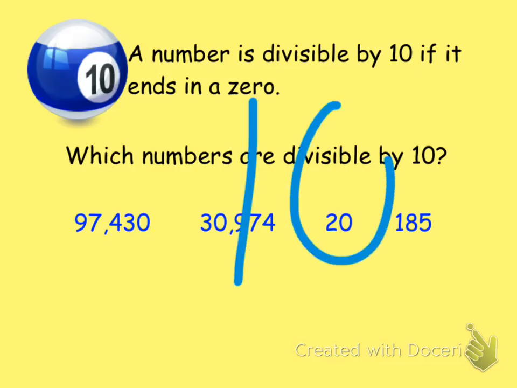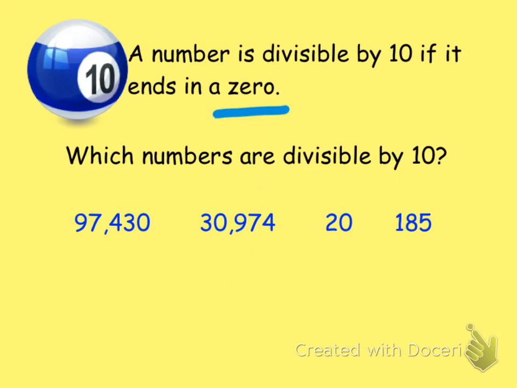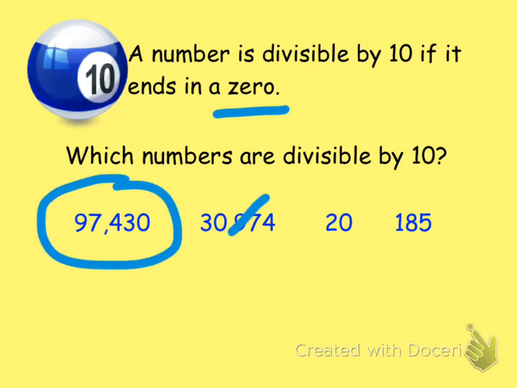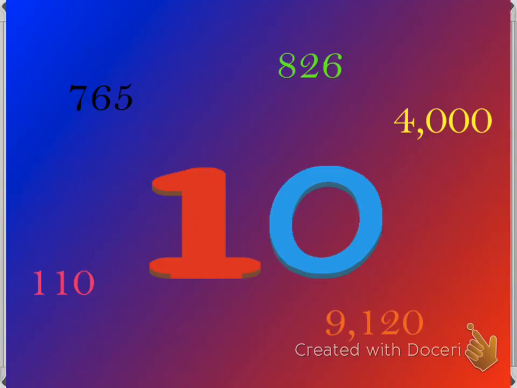And the last one, probably the easiest one, 10. Biggest thing, it has to end in a 0. So this one is easy. Yes, it works. No. Yes and no. So last turn for you. Pause it. Write down which ones are divisible by 10.